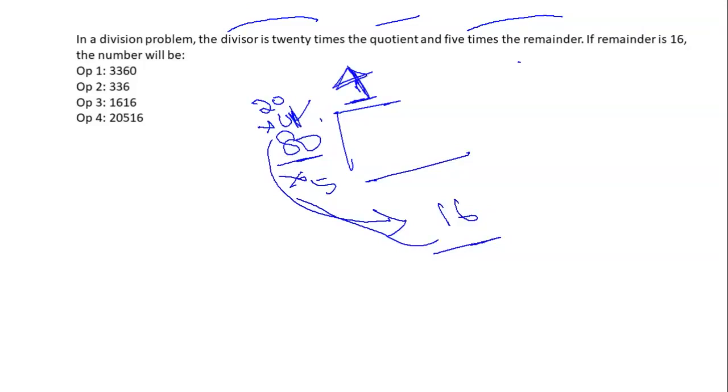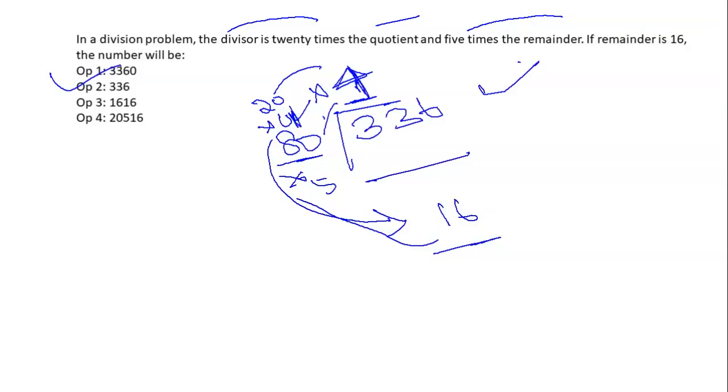So 4 into 20 gives you 80. This is your answer. Okay. So now the question is, what is the number? So what is the number? 4 into 80 is 320. 320 plus 16 is the remainder. So it's 336. So that's the end of this. Okay, so the answer is 336.